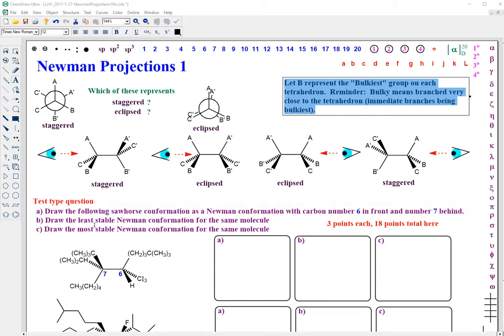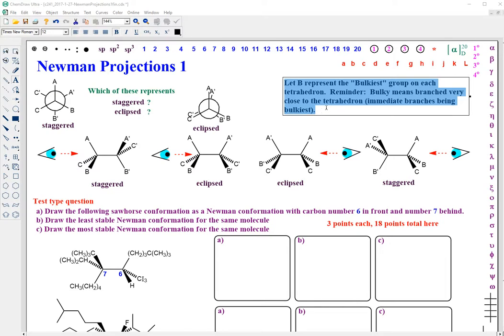Before we proceed with the test type question down here, let's look at this sentence up here. Let B represent the bulkiest group on each tetrahedron. Remember, bulky means branched very close to the tetrahedron, like we saw with chairs. Immediate branches being the bulkiest. So a sec-butyl would be bulkier than an isobutyl, because a sec-butyl has the methyl branched immediately, an isobutyl has it branched further away.